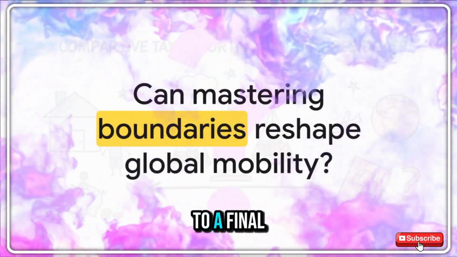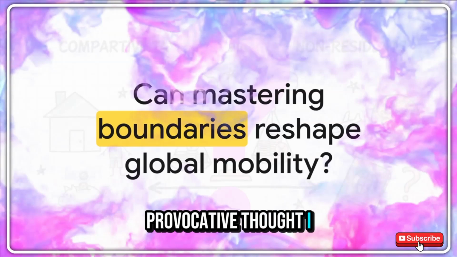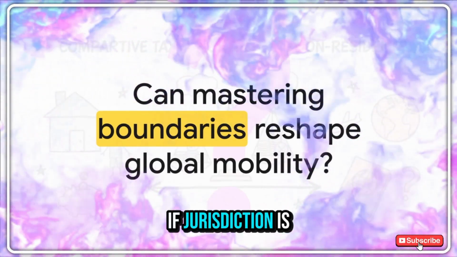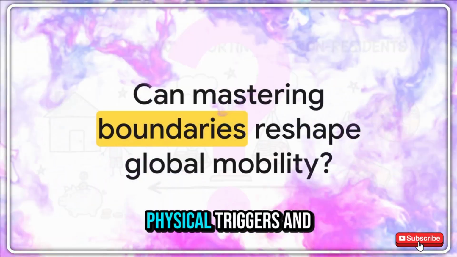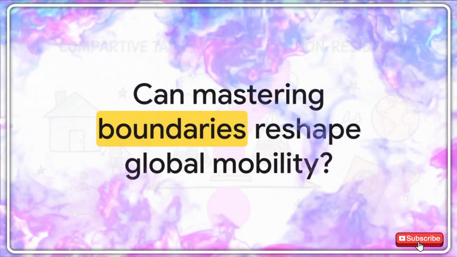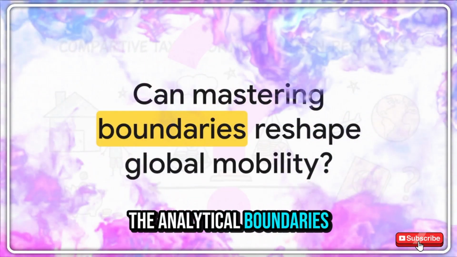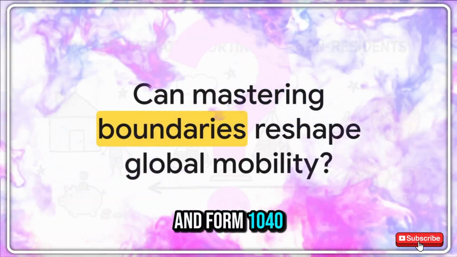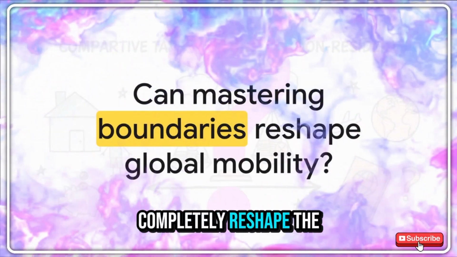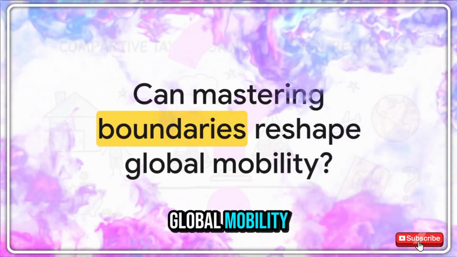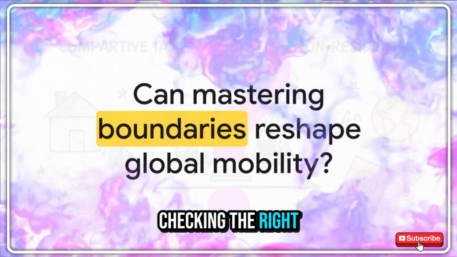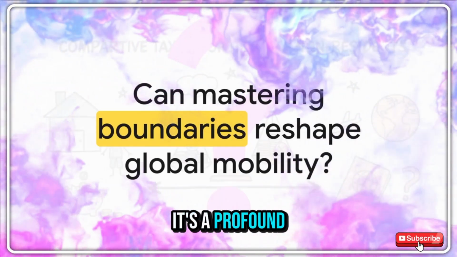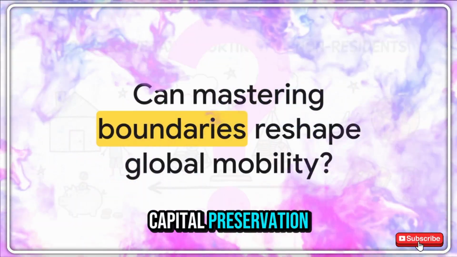Which brings us to a final, provocative thought I want to leave you with today. If jurisdiction is merely a mechanism, just a set of strict rules, physical triggers, and precise forms, how might mastering the analytical boundaries between Form 1040 and Form 1040NR completely reshape the limits of your global mobility? Understanding these bureaucratic borders isn't just about checking the right compliance boxes, it's a profound strategic tool for capital preservation.